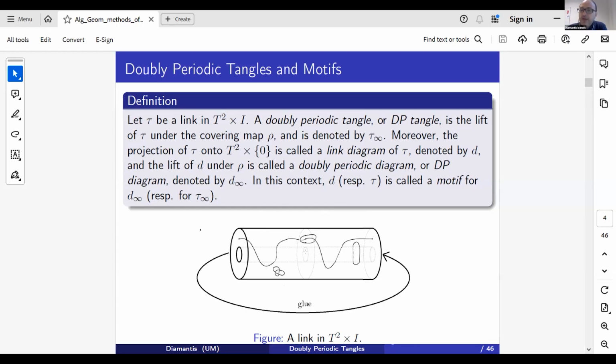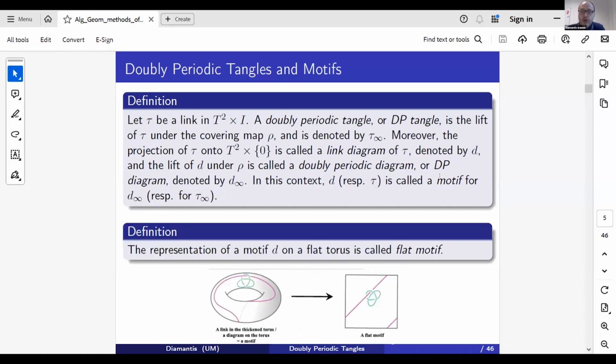So for a DP tangle, we start with a link in the thickened torus, and a DP tangle is nothing but the lift of that link under the covering map. So we consider the universal cover, and what we have actually is what we call tau infinity, or a DP tangle. And if we project this on the plane, then we have a link diagram, a double periodic diagram, or DP diagram. And from now on, we will refer to these things as motifs. I'm going to explain how important these are. Let me show you a motif.